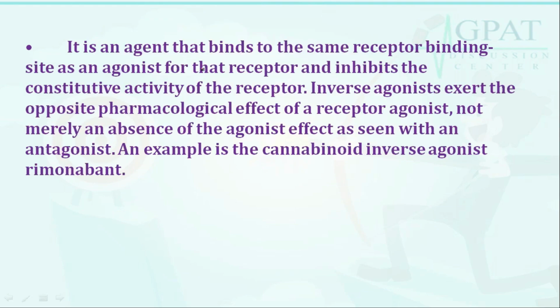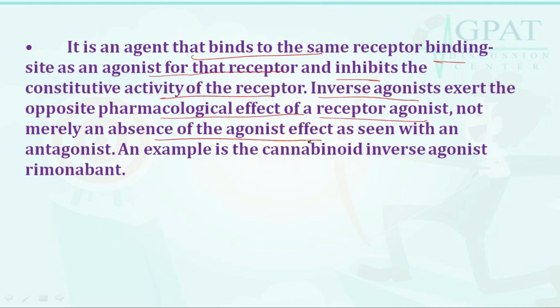It is an agent that binds to the same receptor binding site as an agonist for the receptor and inhibits the constitutive activity of the receptor. Inverse agonists exert the opposite pharmacological effect of a receptor agonist, not merely an absence of the agonist effect. An example is the cannabinoid inverse agonist rimonabant.